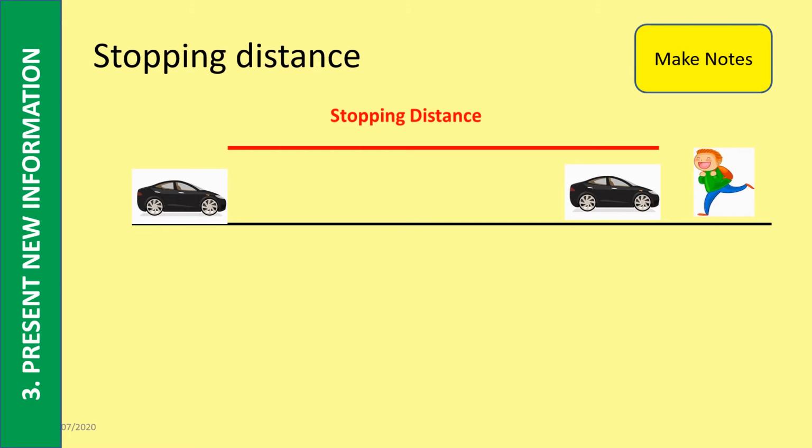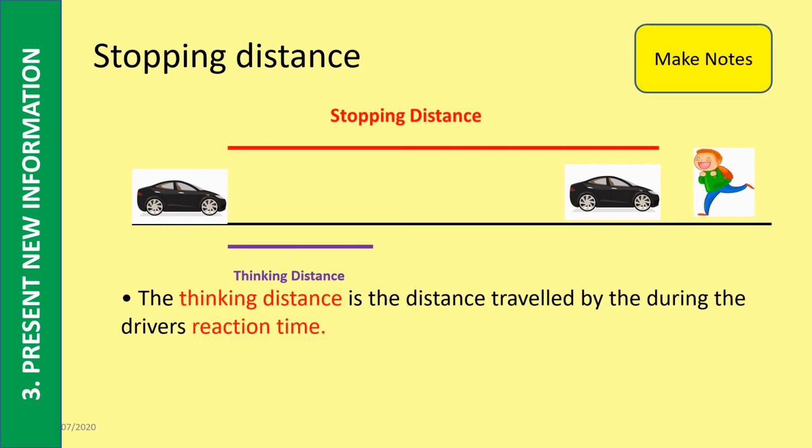So we can have a look at this idea of stopping distance in a little bit more detail here. When the driver spots an obstruction in the road, his response is not immediate. He has to think about it and decide what action he's going to take. All the time he's thinking, the vehicle continues to move, and that distance that the car covers is called the thinking distance. This is a definition that we need to learn. The thinking distance is the distance traveled by the car during the driver's reaction time.